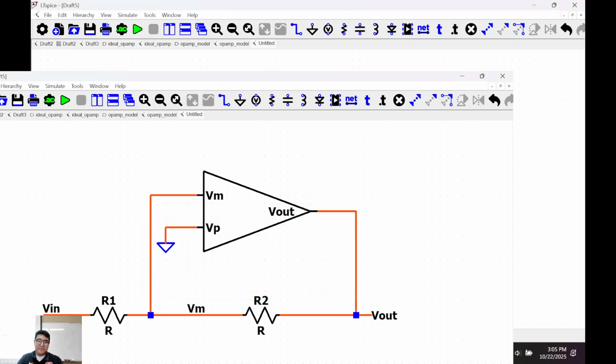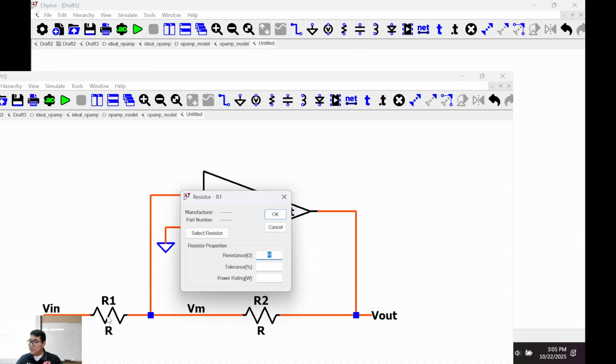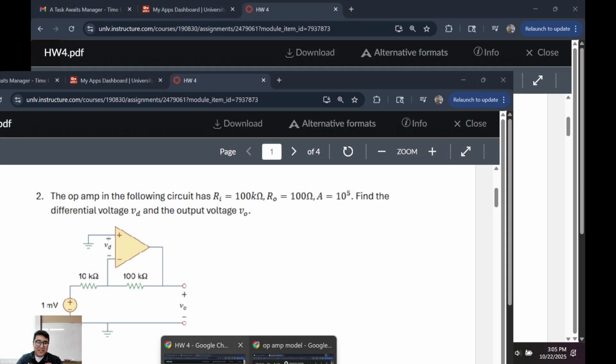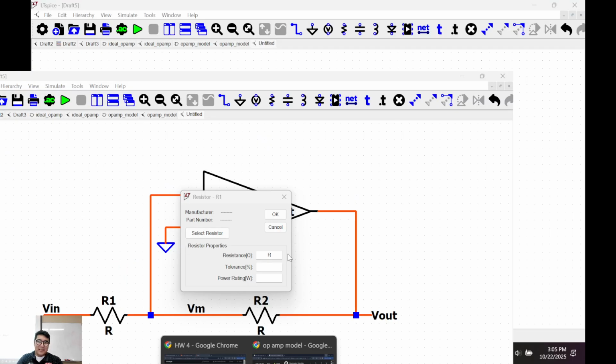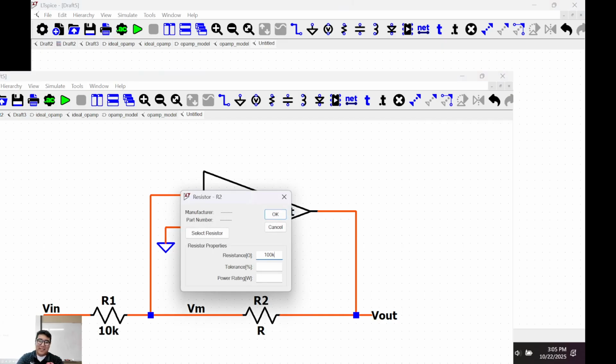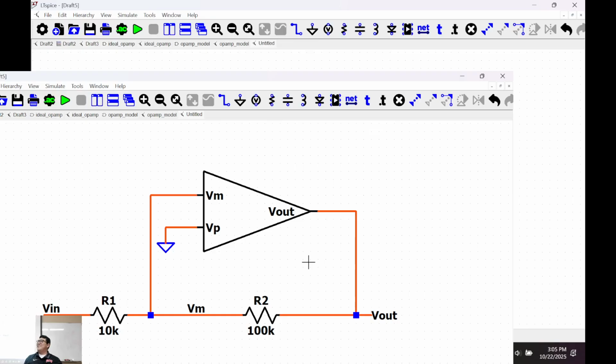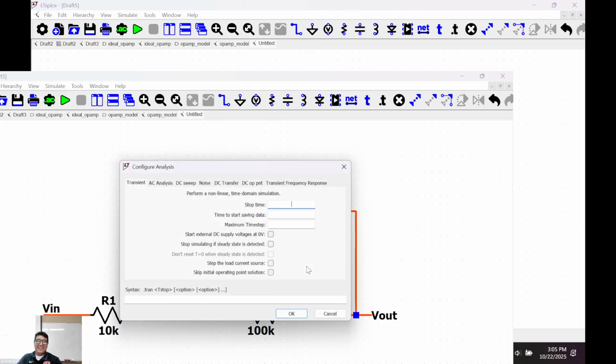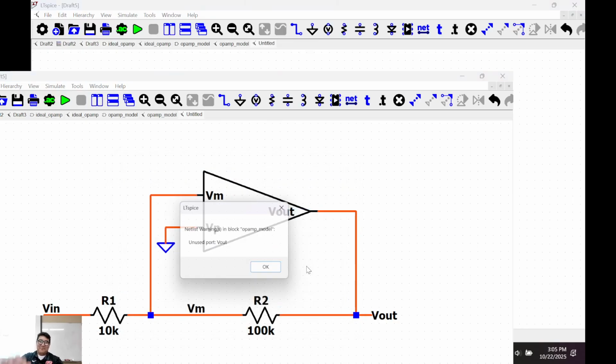1 millivolt. What were our resistances? Let me check. I don't remember. 10K and 100K. Okay. 10K and 100K. Is that our homework? You guys ready to roll? Let's roll. One second. Boom.